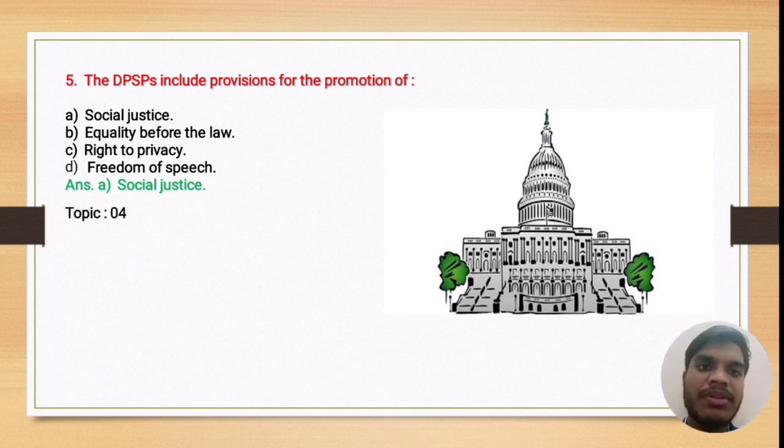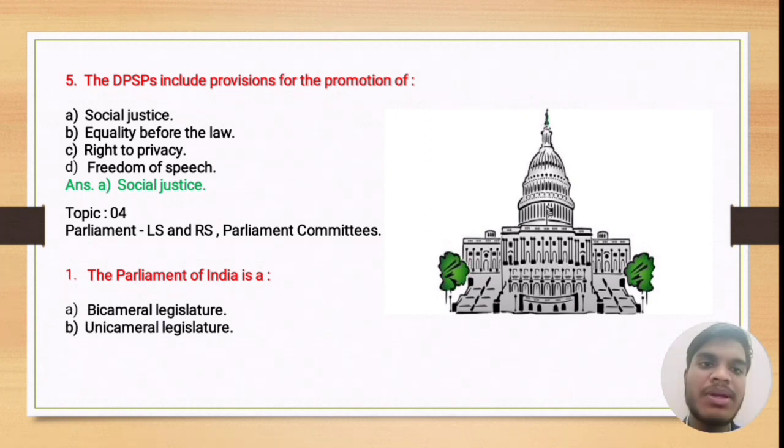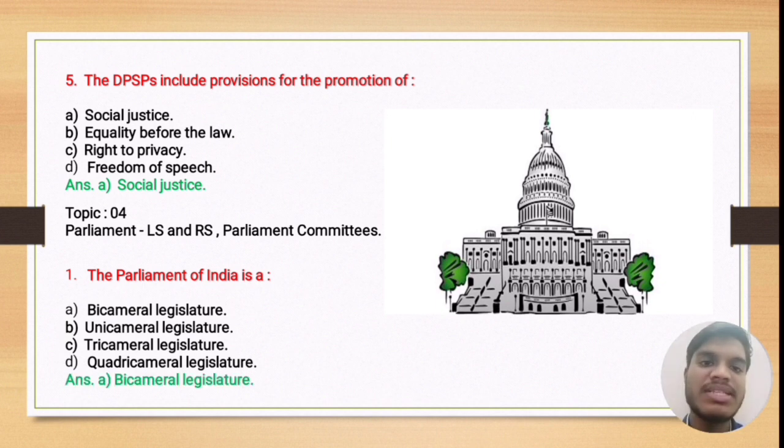Next topic, that is Lok Sabha, Rajya Sabha and Parliament committees. First question, the Parliament of India is a option A, bicameral legislature, option B, unicameral legislature, option C, tricameral legislature, option D, quadricameral legislature. And the answer is bicameral legislature.